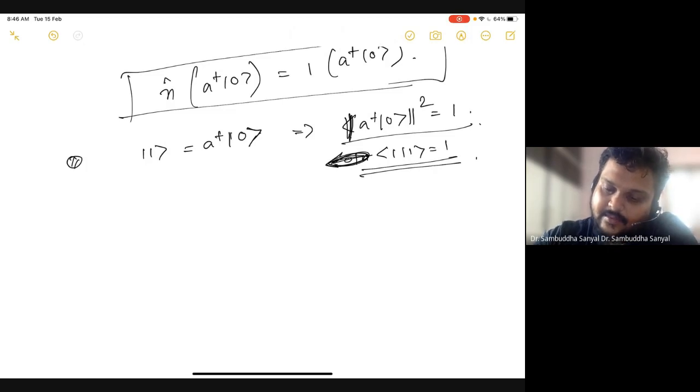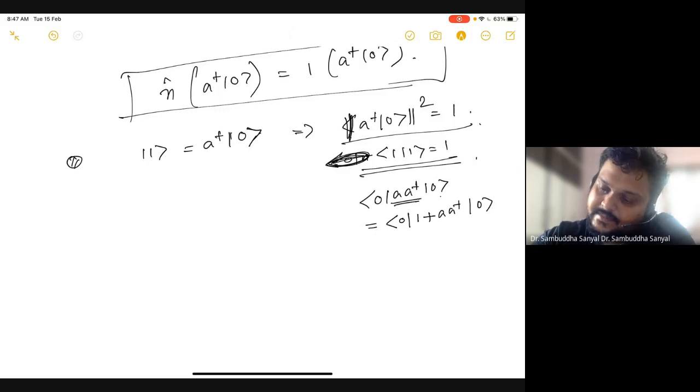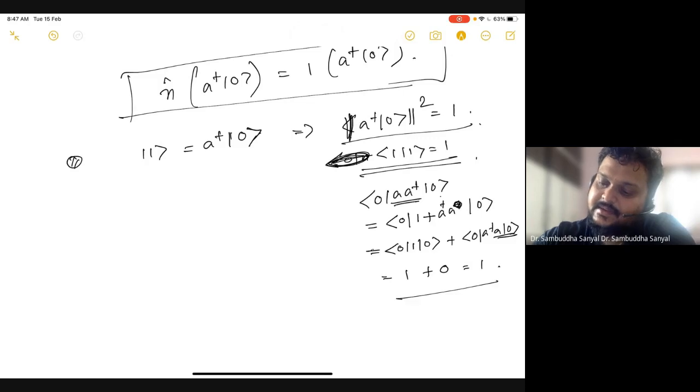Okay, so you can also show it from here, because what I was trying to say is that a dagger on 0 is 0, but you know that a dagger a, if you shuffle it, this will give you 1, and this will also give you 1. Or alternatively you can do it this way. You can shuffle it and write it as 1 plus a dagger a on 0. So that will give me 0 1 0 plus 0 a dagger a 0. So this is 1, and this guy acting on 0 is simply 0, so it is 1. There are two ways of showing it.